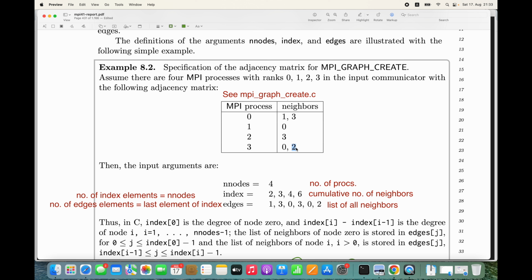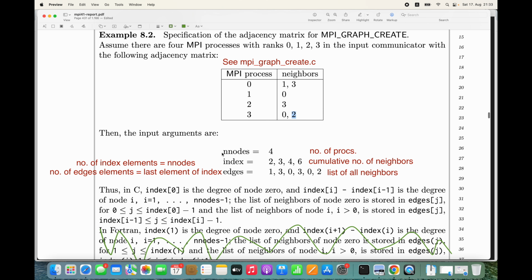But we're going to see later that there is no necessity that you're going to have symmetry in your virtual topology, right? Okay, so that's the number of nodes. It's going to be 4. The index is going to be 2, 3, 4, 6. What's the meaning of that?